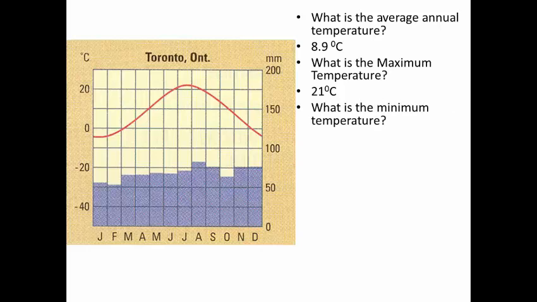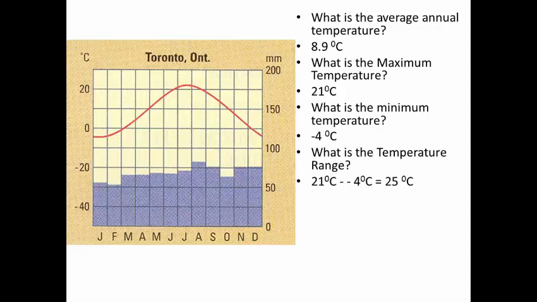What is the minimum temperature of Toronto? Well, if you take a look at the left-hand vertical axis again, you discover that the minimum temperature is negative 4 degrees Celsius. So what is the temperature range? Well, now what you do is take 21 degrees Celsius, you subtract negative 4 degrees Celsius, and that would equal 25 degrees Celsius. Now, for anyone who got a number in the teens, you forgot about your integers. Remember, two negatives make a positive.